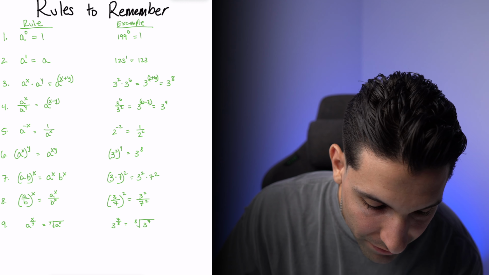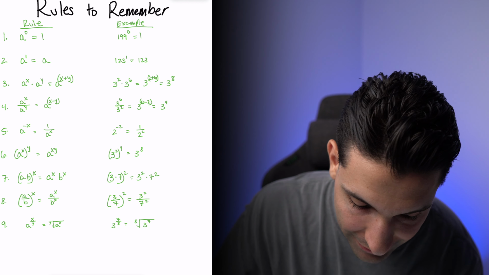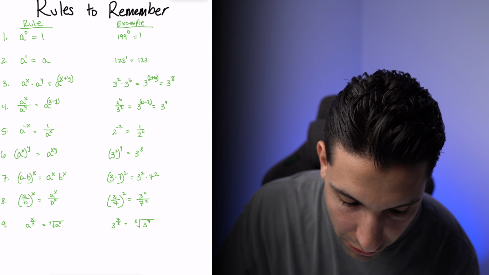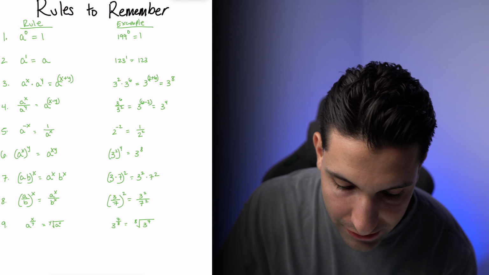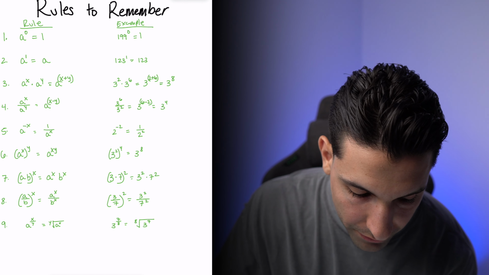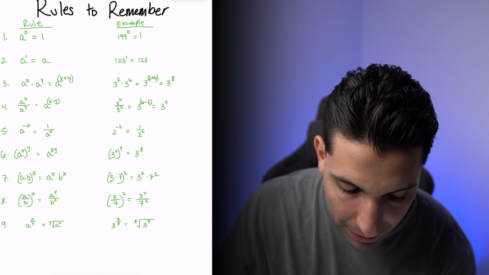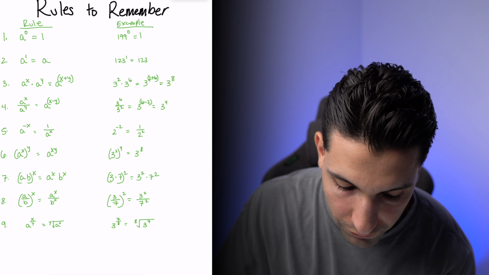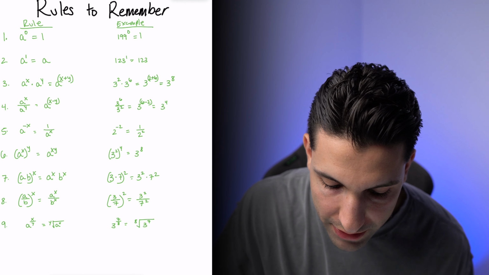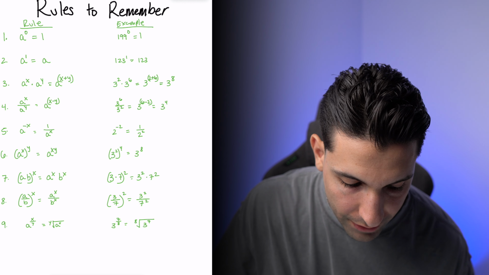So rule number 1, a to the 0 equals 1. An example, 199 to 0 equals 1. Anything raised to the 0 power is just 1. Rule 2, a to the 1 equals a. Anything raised to the first power is just the base number itself. So 123 to the first power equals 123.